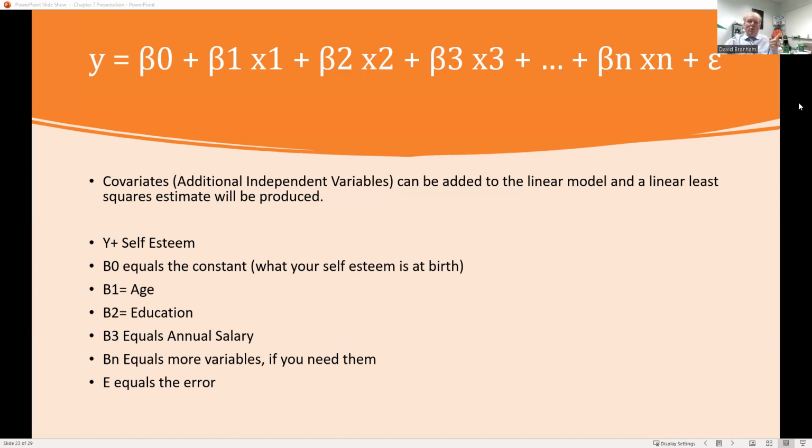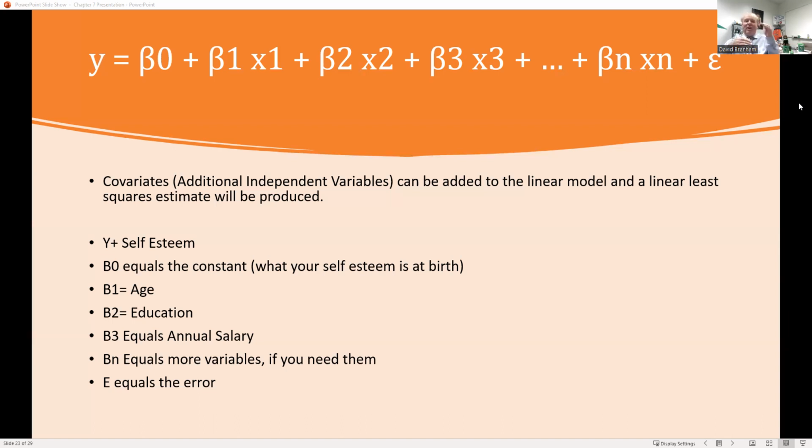In this equation, Y would be self-esteem. That self-esteem measure that we have. Remember, when you were age 0, it was 2, and then it slowly climbed up to 5, and then more as you got older. So Y is the self-esteem measure. B0 is the constant, or where that linear line crosses the y-axis. In this case, it's what your self-esteem is at birth. That is the B0. That's the constant.